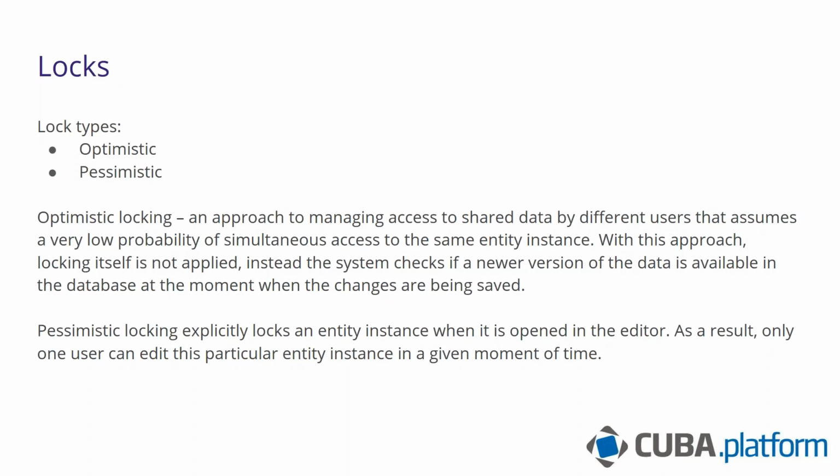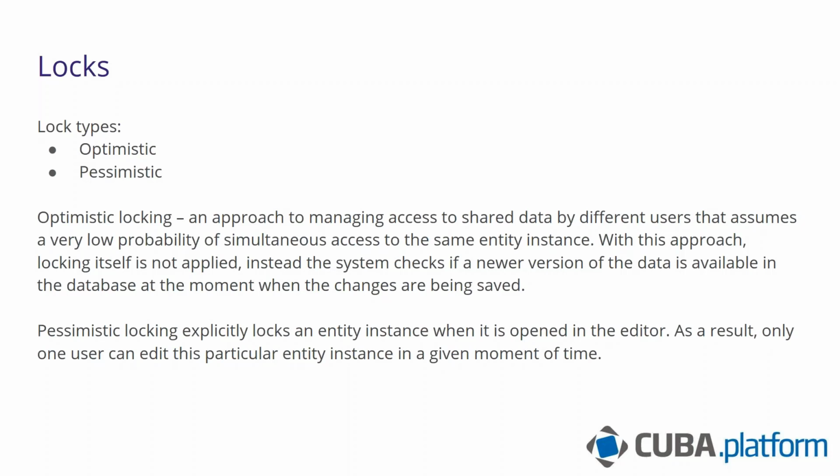Optimistic locking is an approach to managing access to shared data by different users that assumes that there is a low probability of simultaneous access. With this approach, we do not actually lock instances, but instead we check if a newer version of data is available when we want to save a record. Optimistic locking is used by default for entities that implement the versioned interface, for instance, if the entity is derived from standard entity. So it is enabled for all the standard entities.